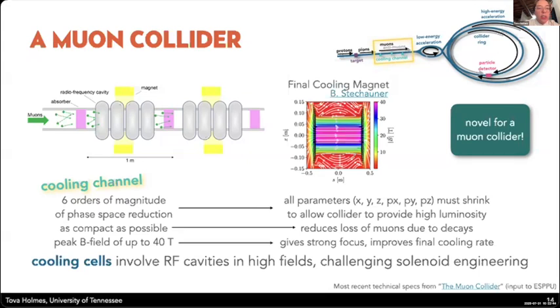And as you go down this channel, the cells get more challenging to build. In particular, by the end of it, you need peak B fields up to 40 Tesla, albeit with much smaller bores than what we were just talking about. And this gives really strong focus and improves the final cooling rate. So this is something that's quite novel for a muon collider. There's really nothing else to compare it to here, but many of these principles have been demonstrated throughout the years.